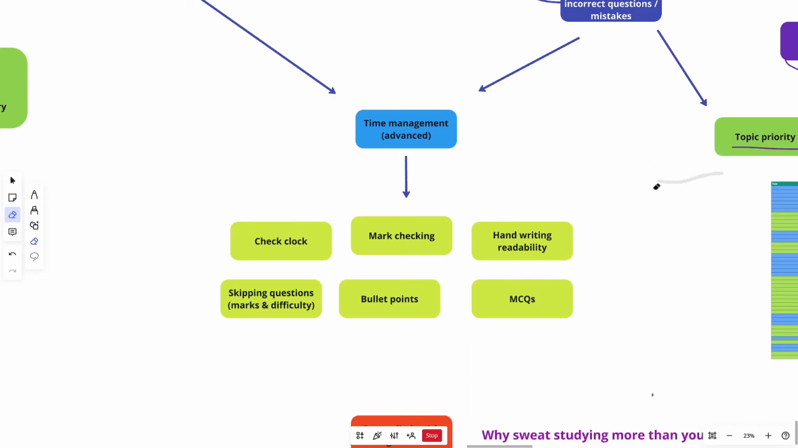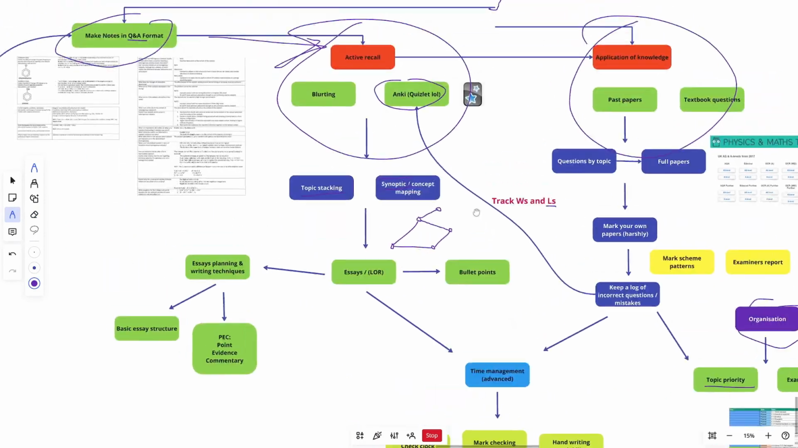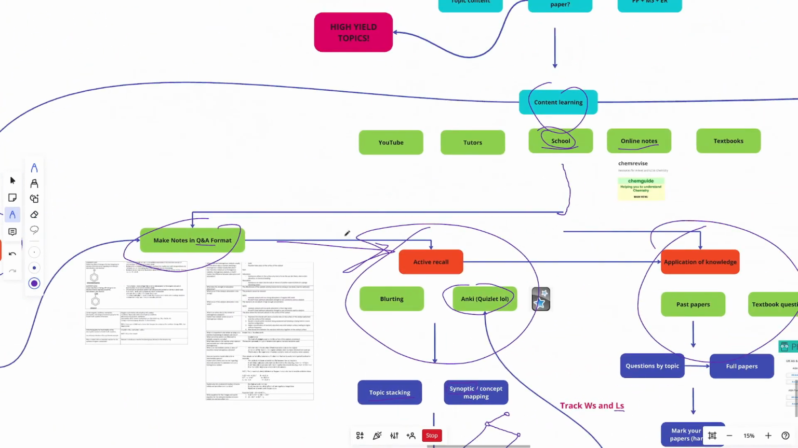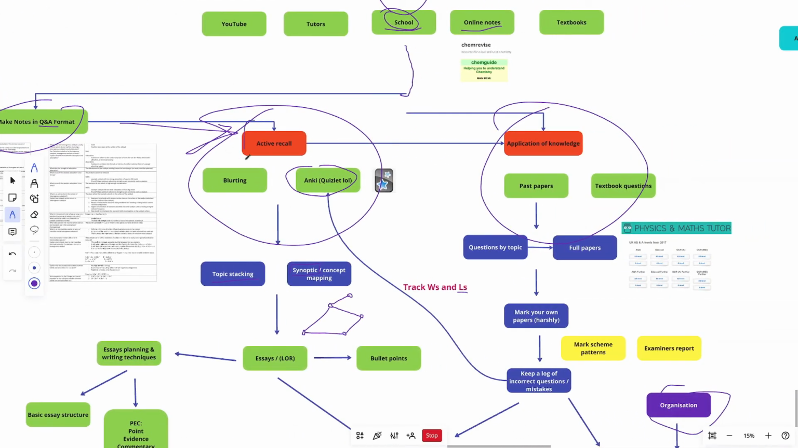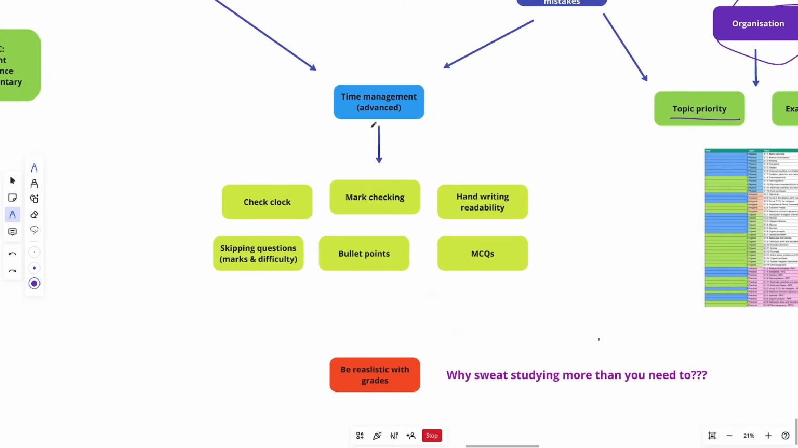So I wouldn't make it your priority. I would make everything else your priority right now. Learn the content, understand the content, active recall of the content, application of the knowledge. Make that your priority and this will come with time.